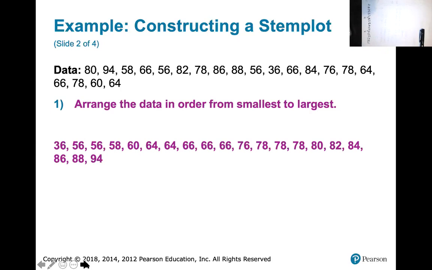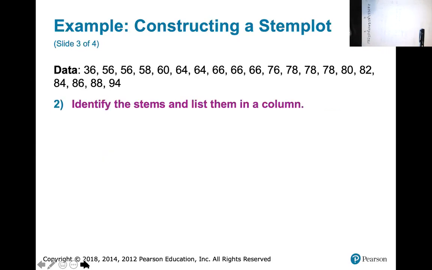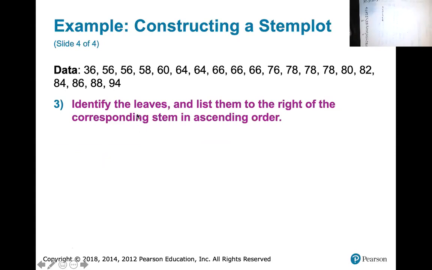After you've arranged the data in order from smallest to largest, now you want to identify the stems and list them in a column. Because these are numbers between 0 and 100, the stems will start with 3 and then end with 9. So I'm looking at that tens place. I've got 3, 4, 5, 6, 7, 8, and 9. And then lastly, we want to identify the leaves and list them to the right of the corresponding stem in ascending order.